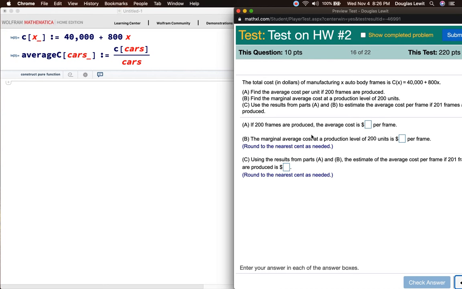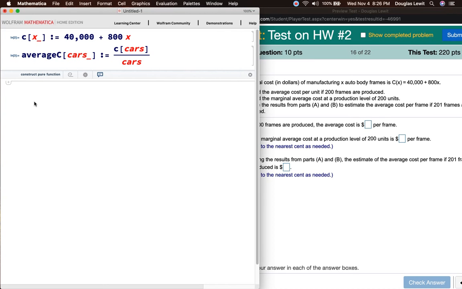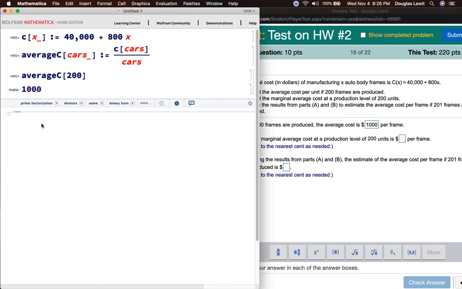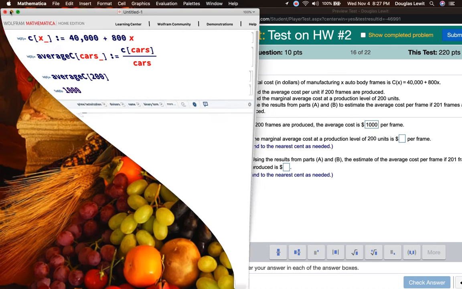So if 200 frames are produced, the average cost of 200 cars is $1,000 per frame. What is the marginal average cost at a production level of 200 units? We can ask Mathematica to solve this problem, but why don't we try to do this problem by hand? Because you should know how to do it both ways. You should know how to use the computer to solve the problem, but you should also know how to solve the problem by hand.